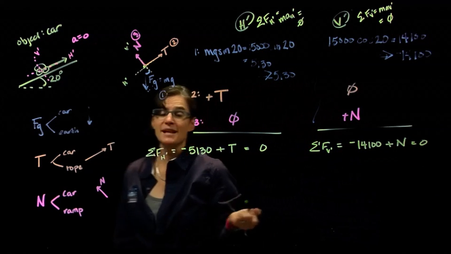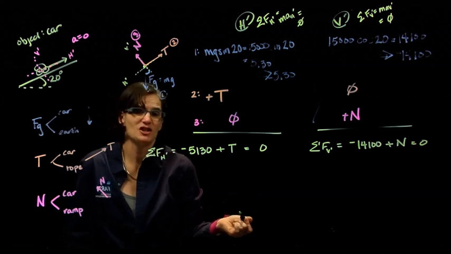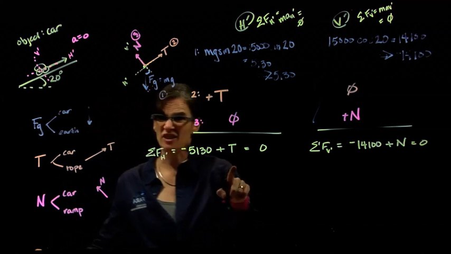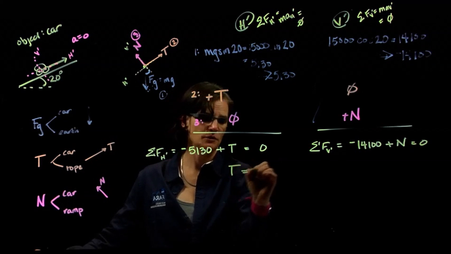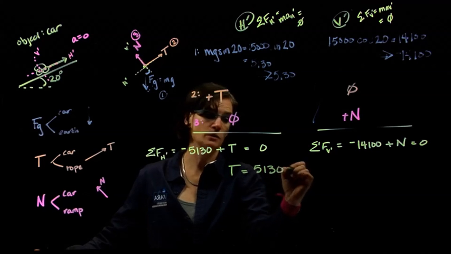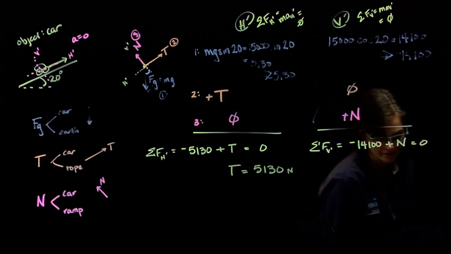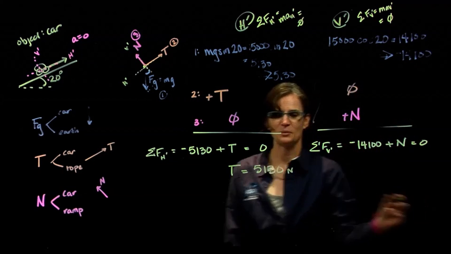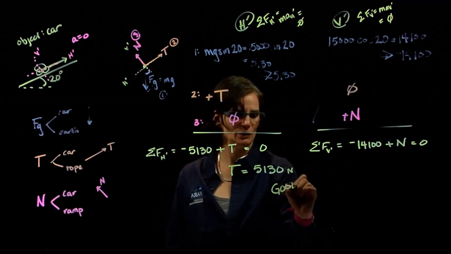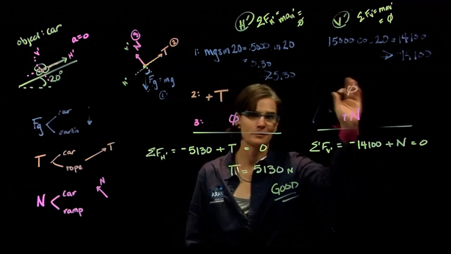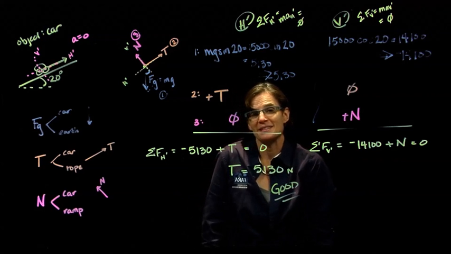Now this problem is asking, does the rope break? What tension is in the rope? Well, I'm going to solve for T. T is equal to 5,130 newtons. It's rated at 6,000 newtons. So we are good for towing. I don't need to worry about that side. It's not part of what I'm interested in.